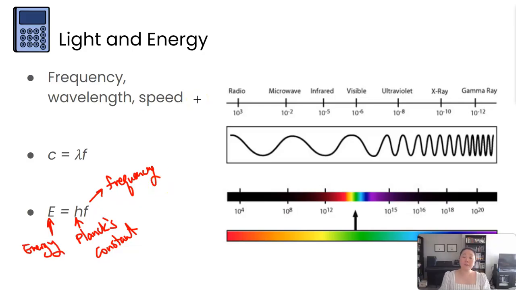Now, while frequency is a very useful value, a lot of the times when we think about radiation, we associate the different types, or we're more familiar with looking at them in terms of their wavelengths rather than their frequencies. And so a lot of the times in the questions that you use, you might be given wavelength, which you then need to use to calculate energy, or vice versa.